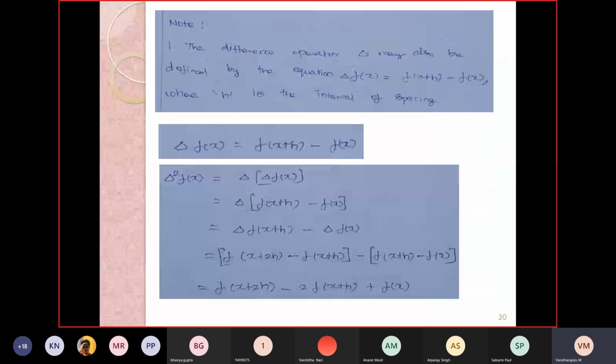And we have three different notes during solution, when we are solving the problem with Newton's forward interpolation, whether it may be Newton's forward or Newton's backward interpolation. We need to remember three different points that were given as a note.